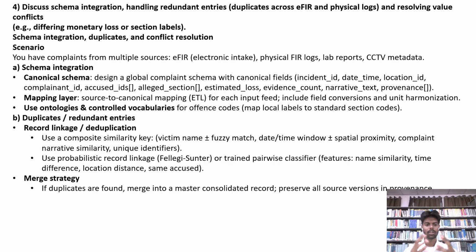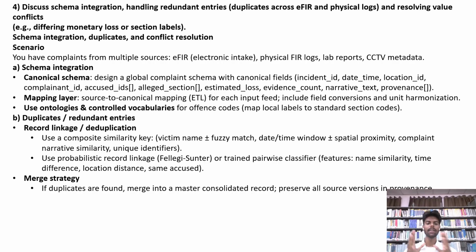Schema integration. Canonical schema: design a global complaint schema with canonical fields: incident ID, date time, location ID, complaint ID, accused section, estimated loss, evidence count, narrative text, provenance, and a mapping layer, source to canonical mapping, ETL, for each input field, including field conversion and unit harmonization. Use controlled vocabularies for offense coding.